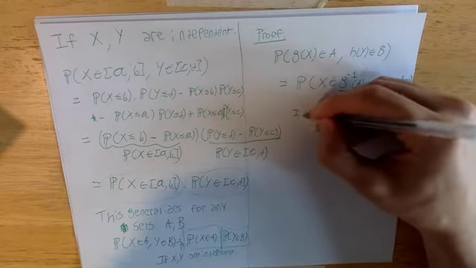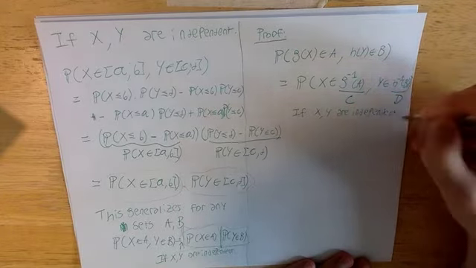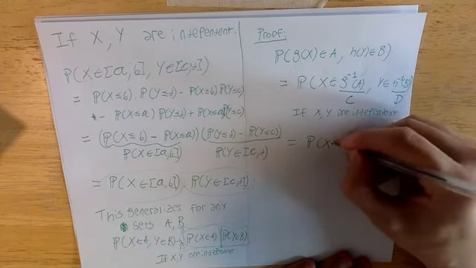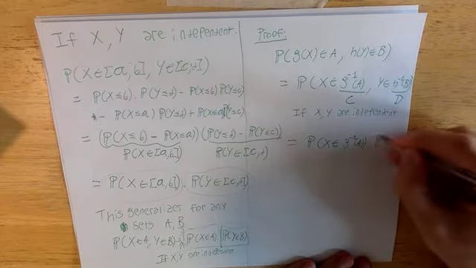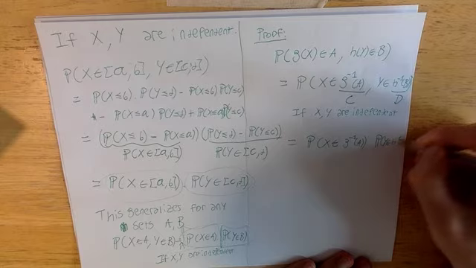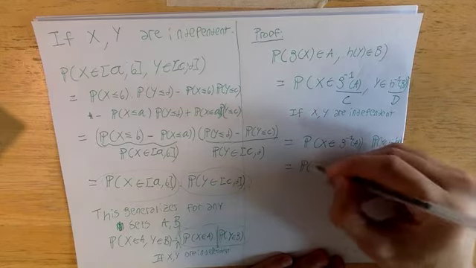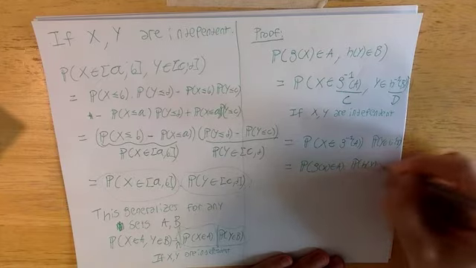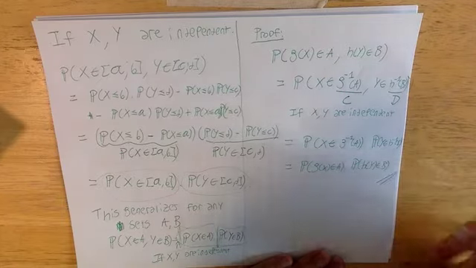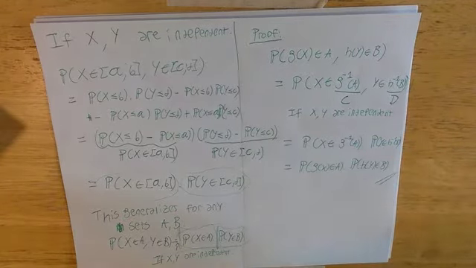If X, comma, Y are independent, this is equal to the probability that X is in C, or G inverse of A, times the probability that Y is in H inverse of B, which is again just the probability that G of X is in A times the probability that H of Y is in B. Okay, so once you realize that this generalizes this property, an if and only if, you can just check this theorem in this specific case.